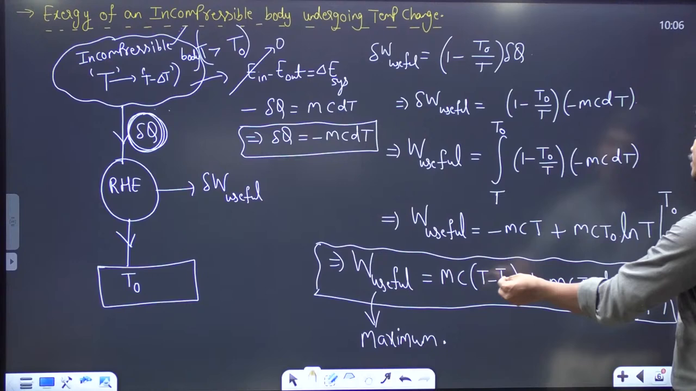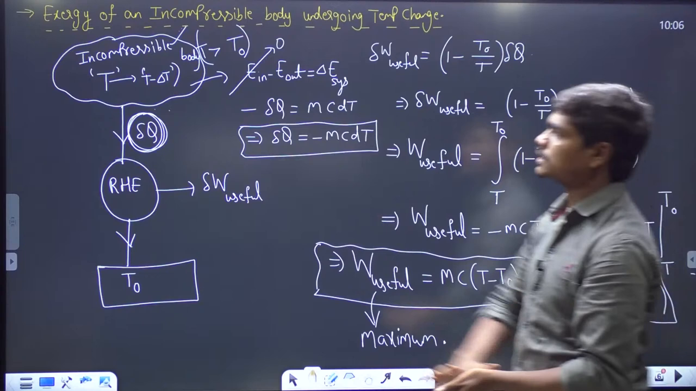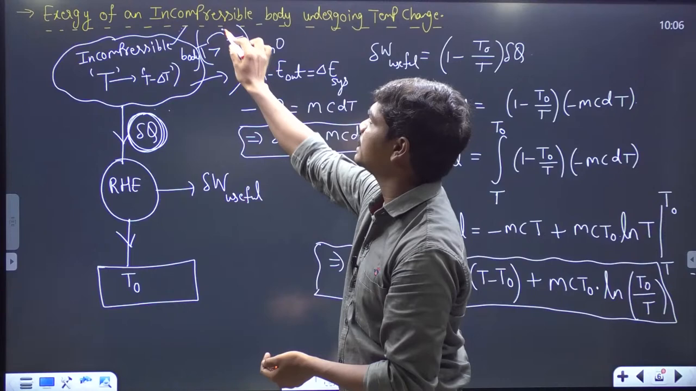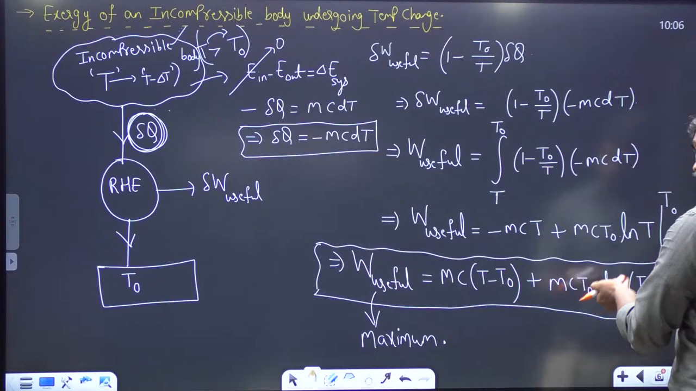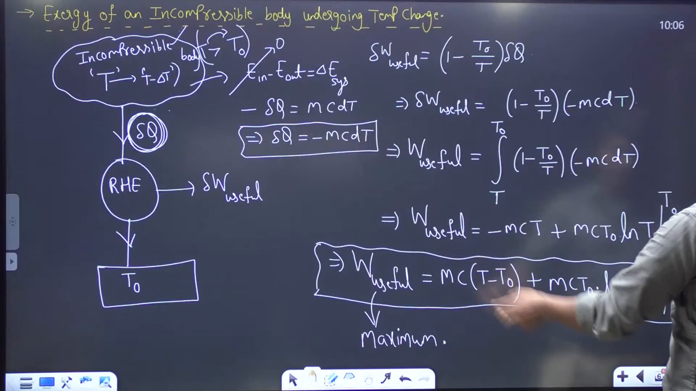This is the case only when the temperature change is completely from T to T naught. If it's not from T to T naught, and they give some intermediate temperature, then we apply this formula between two states. This is the initial state and this is the environmental state. If you call this state one and there is a state two, then we can get a formula when the system goes from T to T1, for example.